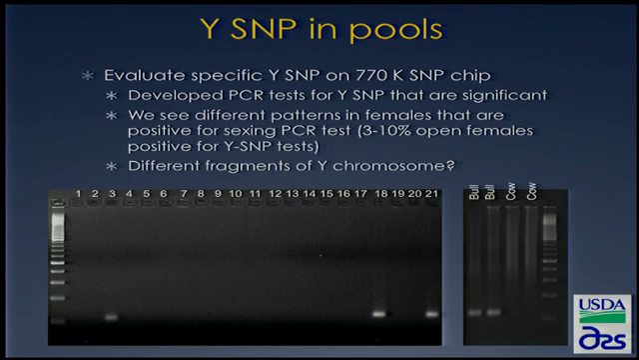However, when we look at individual Y SNPs, we see a different pattern. So not all of them are present for the Y SNPs that we evaluated. In fact, we see differing patterns. For example, this animal here is positive for the sexing test, positive for this test, but she might not be positive for another SNP that we look at. So that kind of leads us to believe that maybe there's just fragments of the Y chromosome that are contaminating these females and allowing them not to get pregnant.